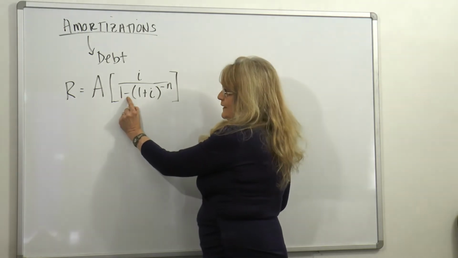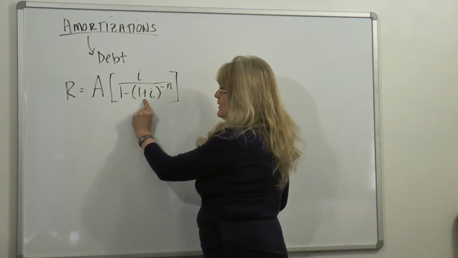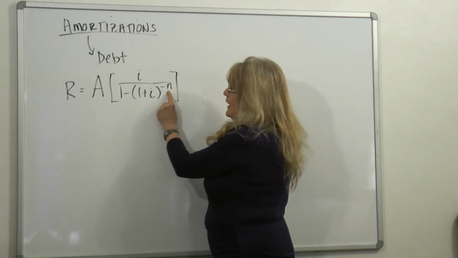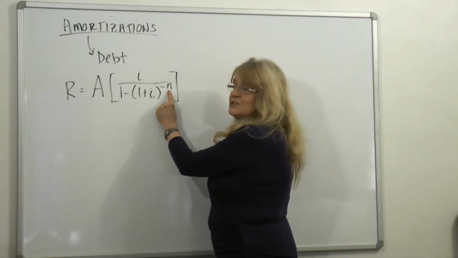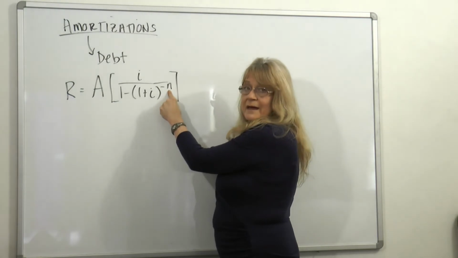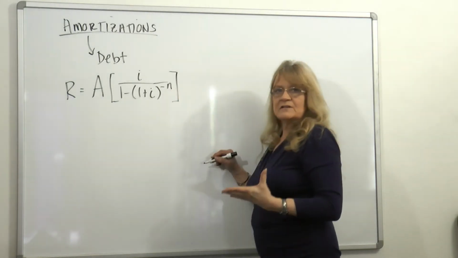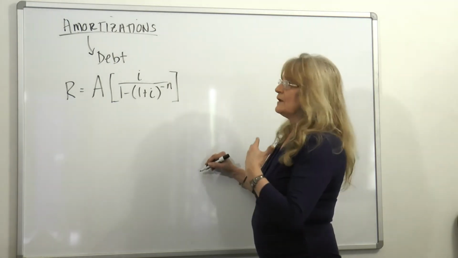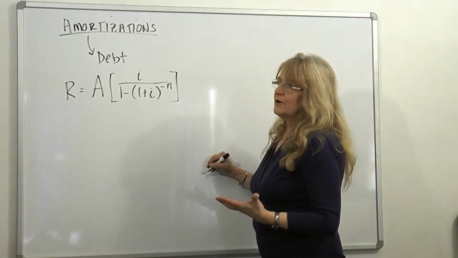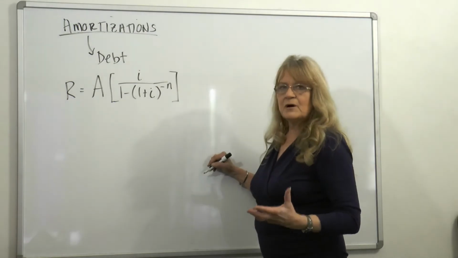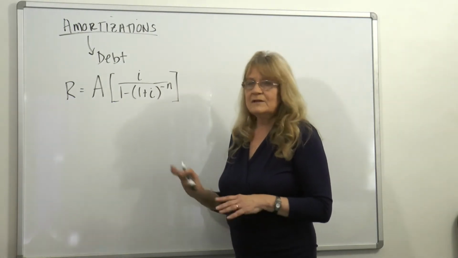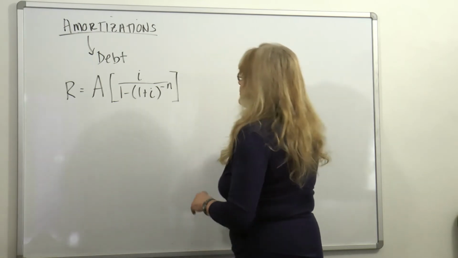Okay, this is a 1, that's a minus, that's a parenthesis, that's a 1, that's a plus. I is the same as this, APR divided by 12, and minus N. N is the total monthly payments that you're going to make. So if you have a 30-year mortgage, that's 30 years times 12 months, that's 360 payments. If you have a car loan for 5 years, 5 times 12, that's 60 payments. So you would have minus 60 there. These are really pretty simple.